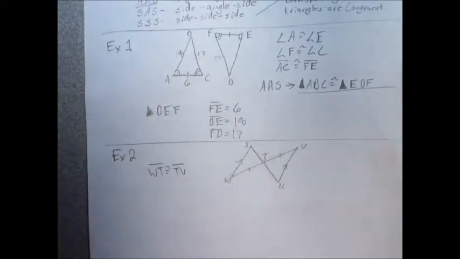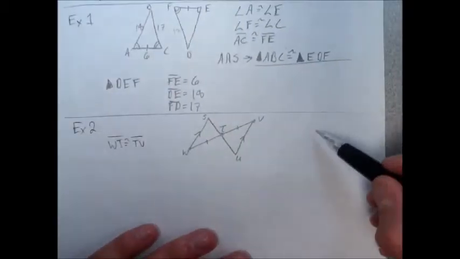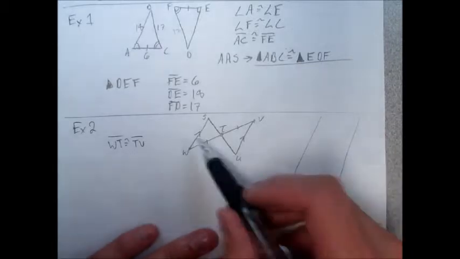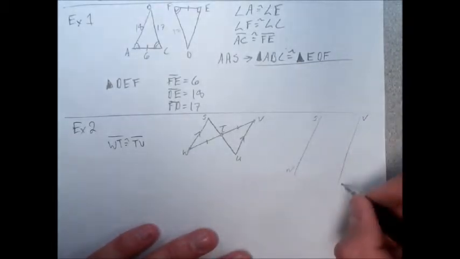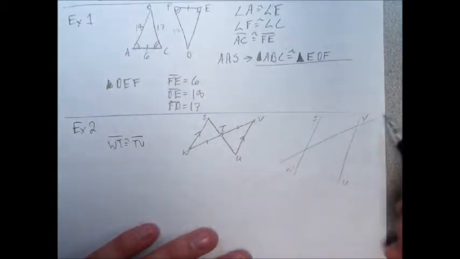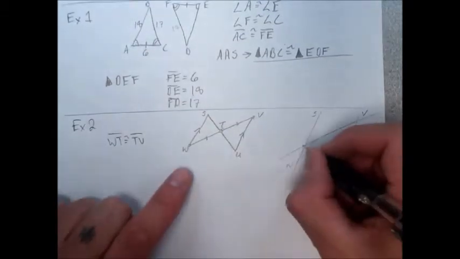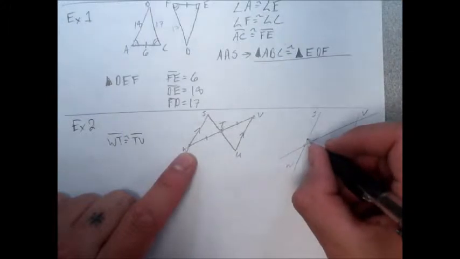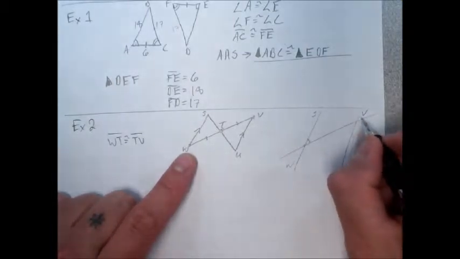Next, let's look at what it tells us about VU and WS. It says that they are parallel. So I'm going to pull these out, just set them aside for you. Here is the line SW. Here's the line VU. I'm going to draw the line WV as a transversal in between them, so that I can isolate this angle right here and this angle right here.